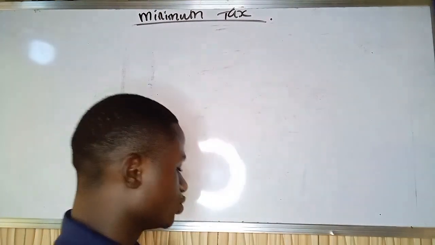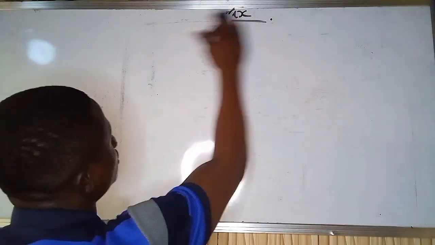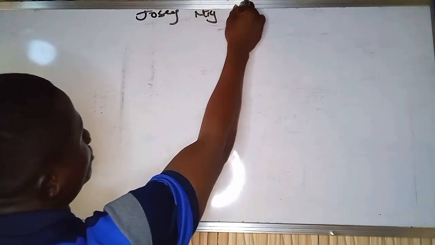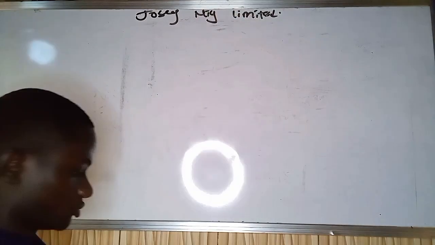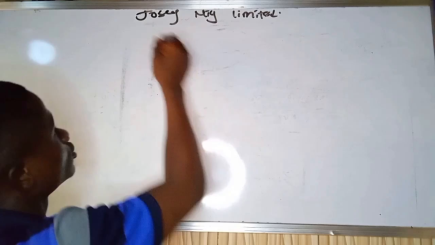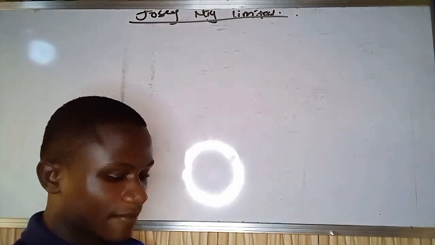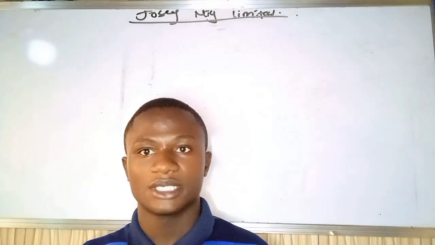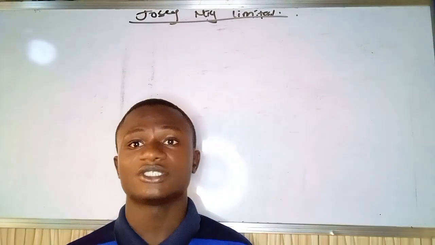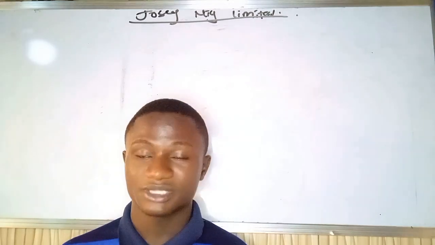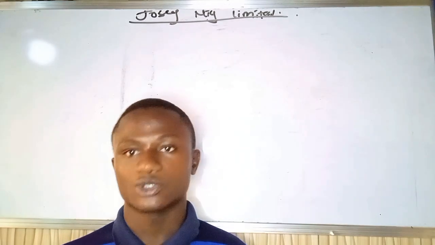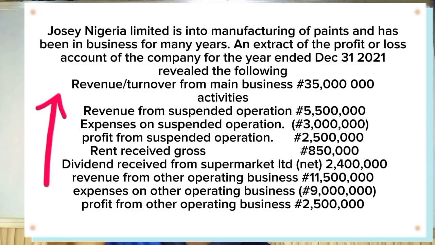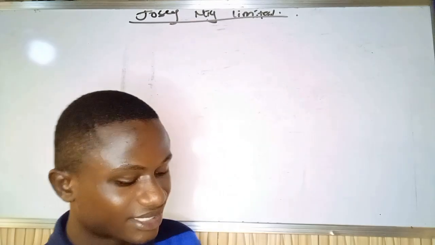So let's go. We have Juicy Nigeria Limited. I'm going to use two methods for us so that we can get it. The first one, I'm going to add all my gross investment income, and the second one, I'm going to use gross income without the investment income. I will use different methods so that you guys will get it better. So let's go. First thing we have there is revenue from main business, which is 35 million naira.